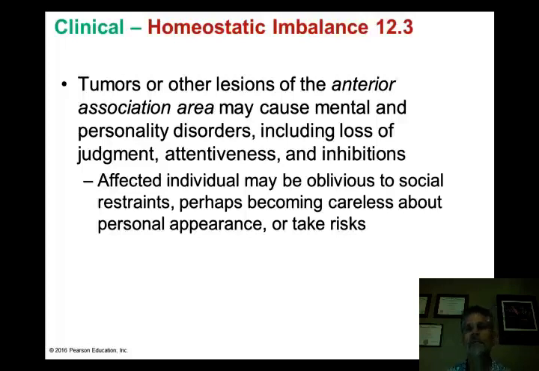Okay, so other types of cases when the brain goes awry. The anterior association area has to do with personality and things like that, even decision making. If there's something wrong with that area, then you can't make decisions appropriately because you don't know how to weigh those decisions out and decide, okay, is that a good thing to do? Is it an ethical thing to do? Is it a hazardous thing to do? Etc.